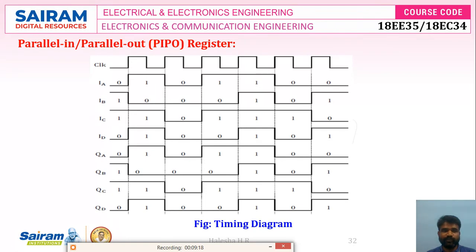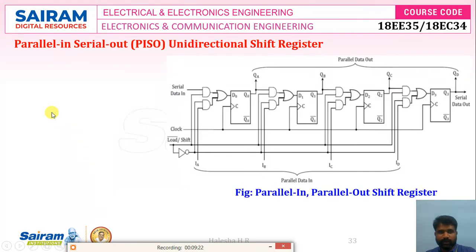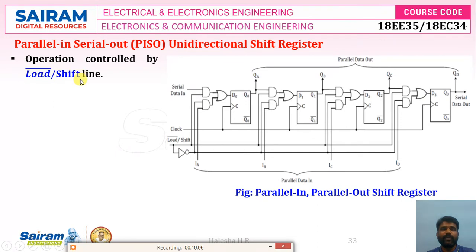Next we'll see the parallel in serial out unidirectional shift register. So this is the configuration. See here again 4 flip-flops, D0, D1, D2, D3. A little bit of circuit is added. This part of the circuit consists of an OR gate to AND gate, OR gate to AND gate, and so on. The output of each OR gate is connected to the input of a flip-flop. And observe that we use one control signal, that is load bar shift. Here the operation is controlled by the load bar shift line.